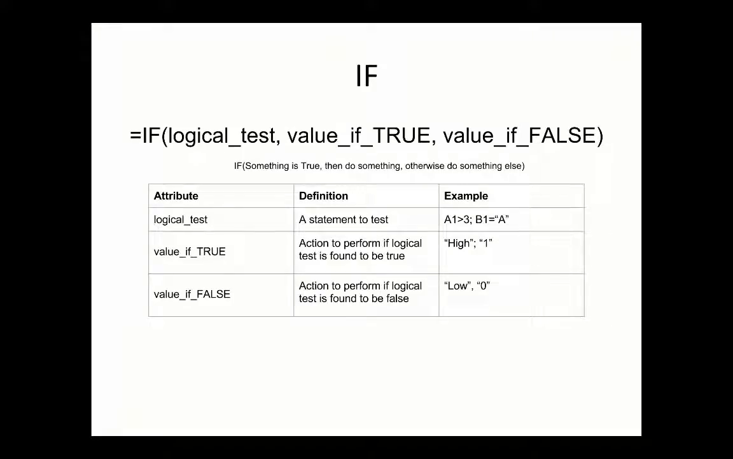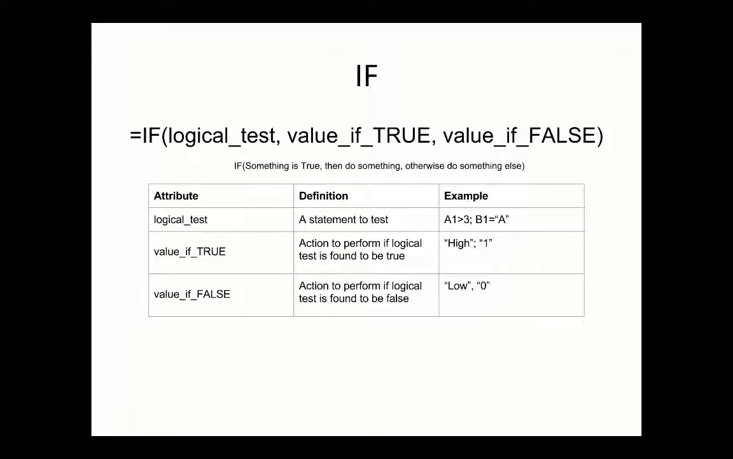The if function is one of the most popular functions in Excel and allows you to make logical comparisons between a value and what you expect. In its simplest form, the if function says, if something is true, then do something, otherwise do something else. Therefore, an if statement can have two results. The first result is if your comparison is true, the second is if your comparison is false.